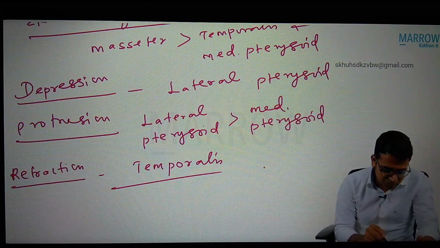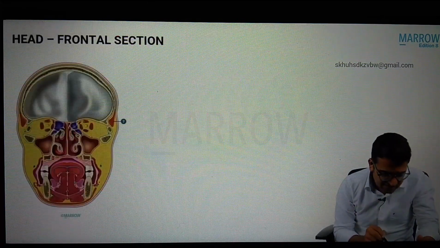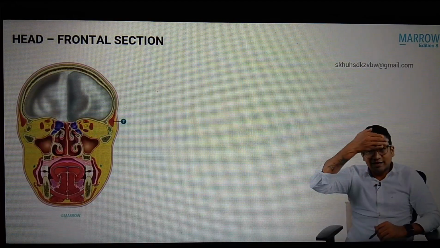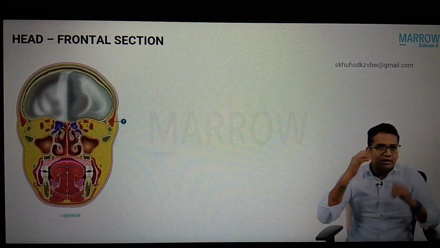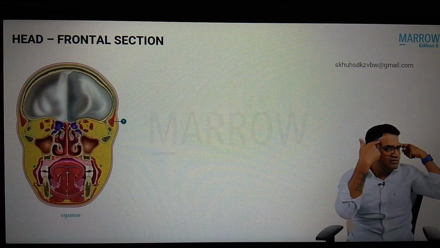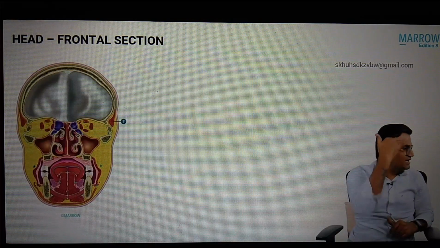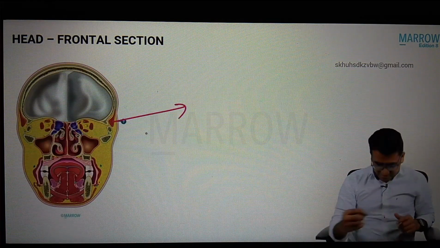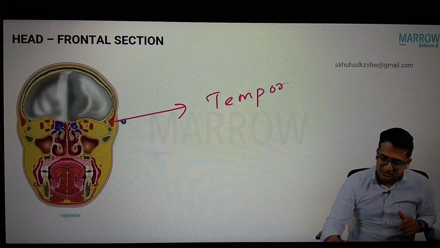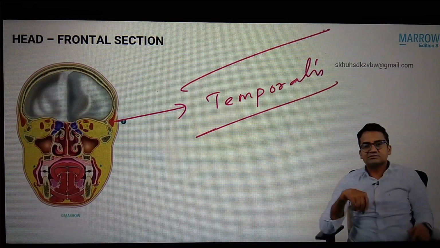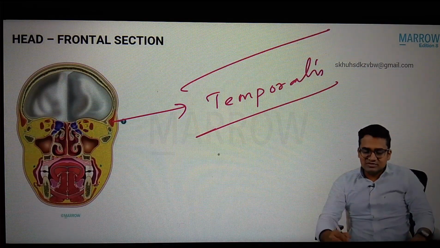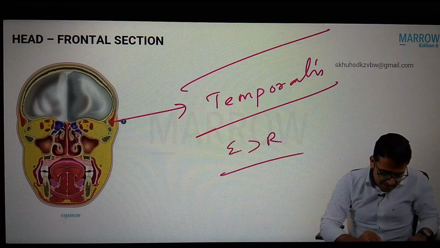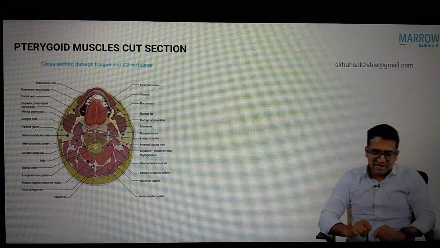Right. So now see the diagram. We're going to see some sections. Now this is the frontal section of the head. So we have taken the frontal section of the head. And that is one muscle which is coming from this side and then coming down to the mandible. So what is the muscle marked here? That muscle is a temporalis muscle. Okay. So what is the best action of temporalis muscle? Elevation greater than retraction.